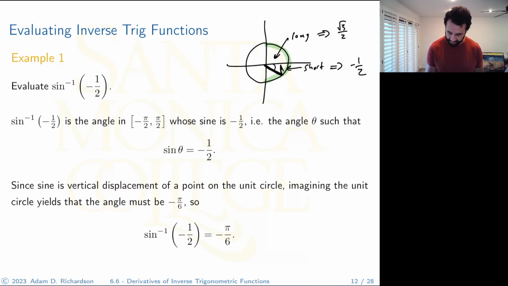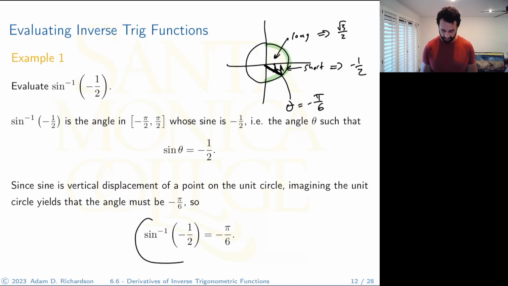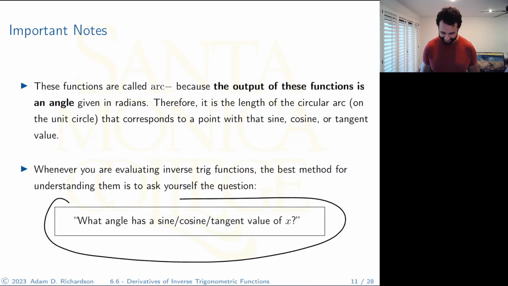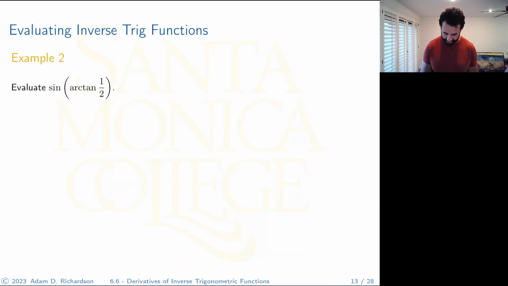So what is this angle right here? The angle is -π/6. So the angle that has a sine value of -1/2 is -π/6. So that means that arc sine of -1/2 is -π/6. Ta-da! That's how it works. So again, this is the phrase that's going to save you when you do these things. Okay, there we go. We did that one.